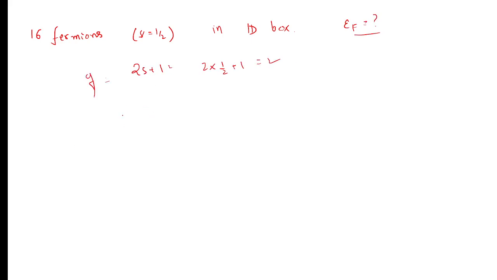So there is another question which says that we have 16 fermions of spin half in a 1D box. We need to find the Fermi energy. So 2s plus 1, so 2 should be the degeneracy. The energy is h cut square pi square over 1 square, h cut square pi square over 1 square plus 2 square, and so on.